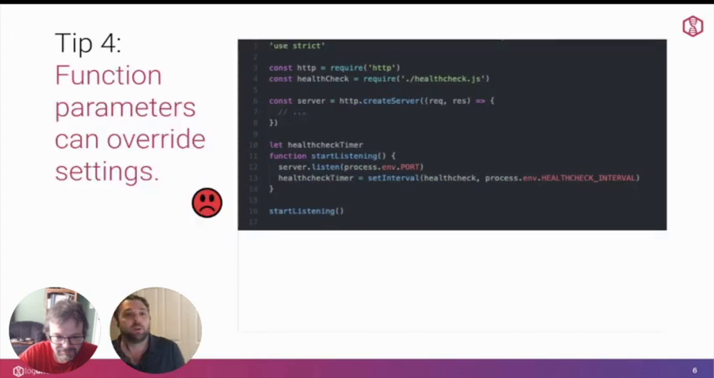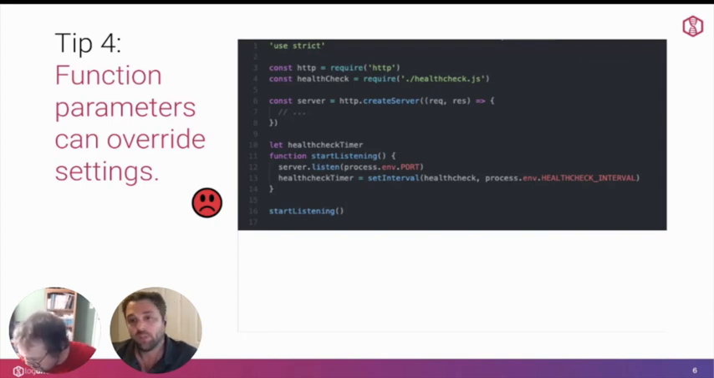So this is a big one. Function parameters can override settings. In a lot of cases, your code will be using these environment variables, right? And here it's using a health check interval to set a timer for how often to do the health check. This thing could be anywhere from a few seconds to several minutes, and your test suite will be subjected to that value. So if you can't easily override these kinds of things, it makes it really, really hard to test.